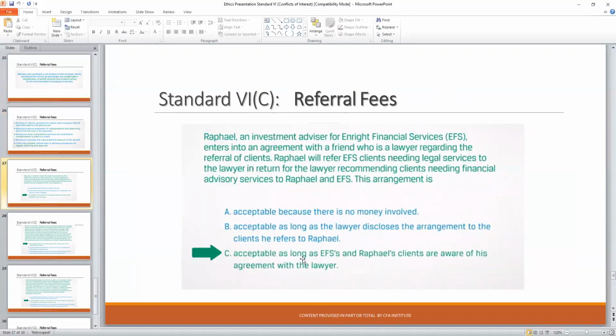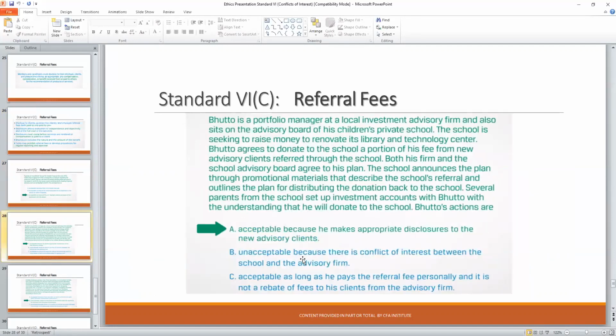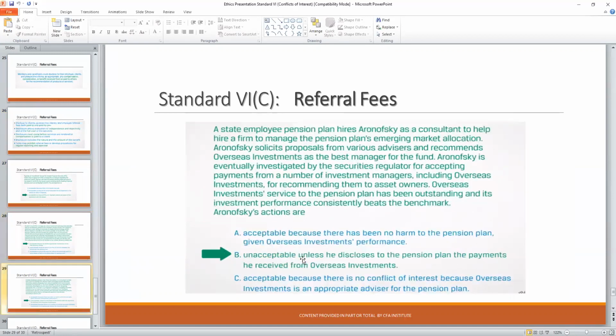Raphael, an investment advisor for Enright Financial Services, enters into an agreement with a friend who is a lawyer regarding referral of clients. Raphael will refer EFS clients needing legal services to the lawyer in return for the lawyer recommending clients needing financial advice. This arrangement is acceptable as long as EFS and Raphael's clients are aware of this arrangement with the attorney. Okay, another one, Buto and state employee.